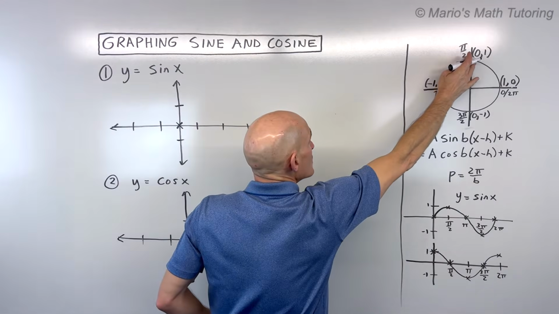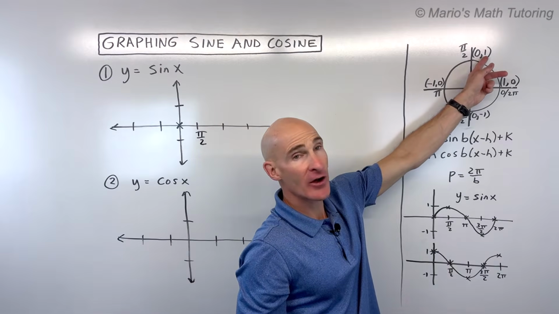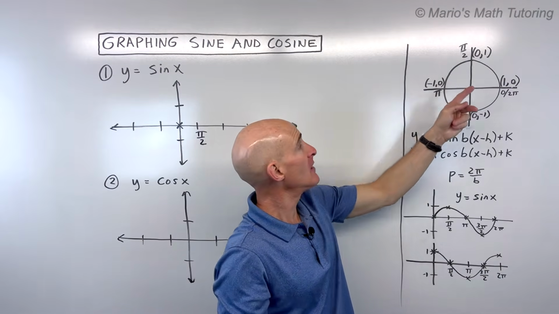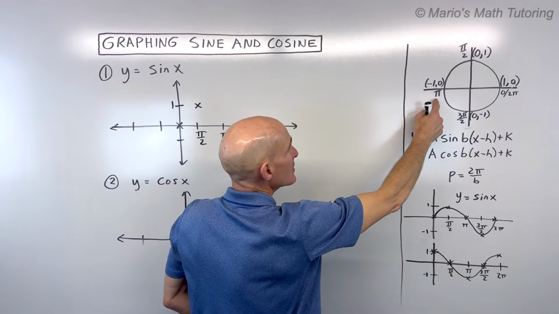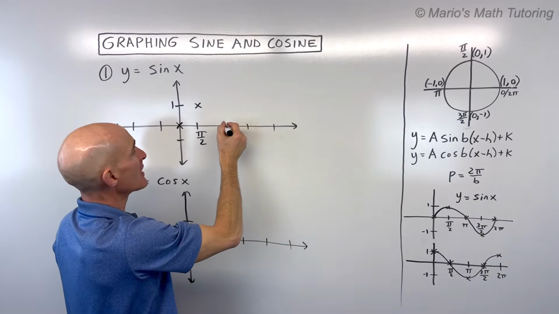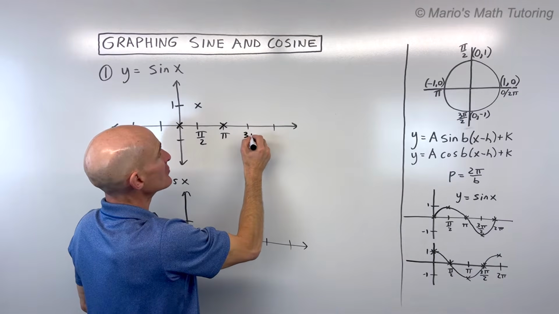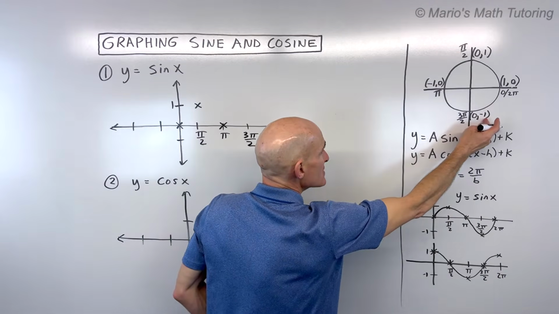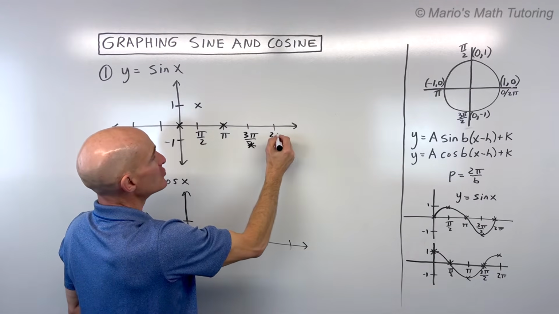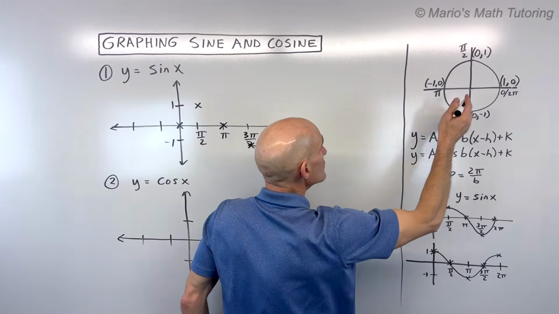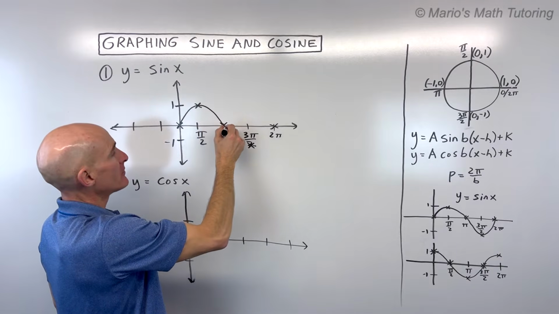Now at 90 degrees, or pi over 2, you can see that the y coordinate, this is the value of the sine of 90 degrees, it's going to be 1. So we're going to put a point right here at 1. And then at pi, which is 180 degrees, you can see the y coordinate is 0. So we're going to have a point right here. And then at 3 pi over 2, or 270 degrees, the y coordinate you can see is -1. So we're going to be down here. Okay, and then at 2 pi, we're back to a y value of 0. So this is our basic sine graph.